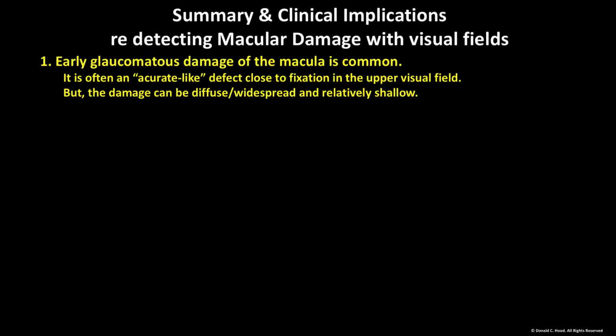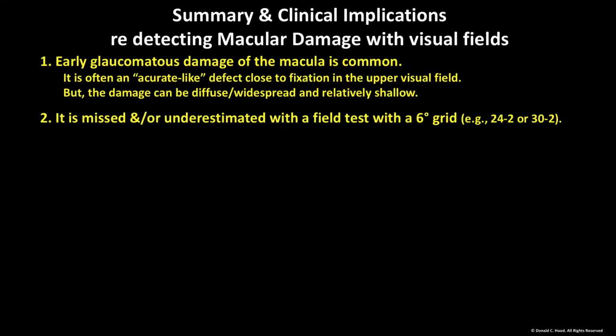So, clinical implications. Early glaucomatous damage of the macula is common. It's often an arcuate-like defect close to fixation in the upper visual field. But this damage can be diffuse and widespread as well, as I'll mention later. It's missed or underestimated with a field test with a 6-degree grid. So as a clinician, you've got a couple of choices here.